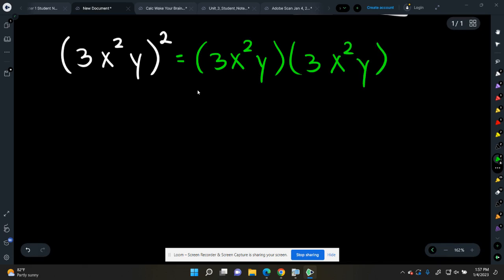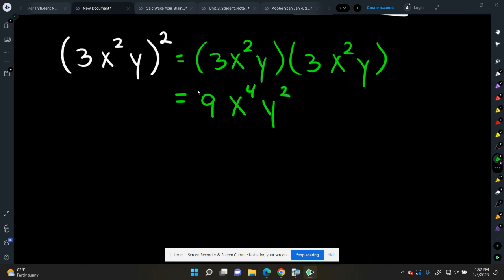Do you know how to do that? What's that equal? It equals 9x to the 4, y to the power of 2, right? Everybody got that? Okay, here's the shortcut.